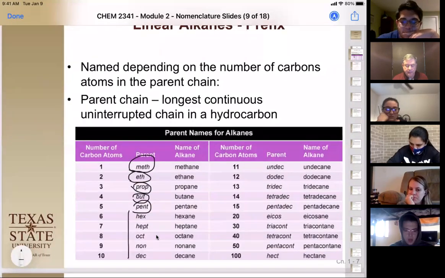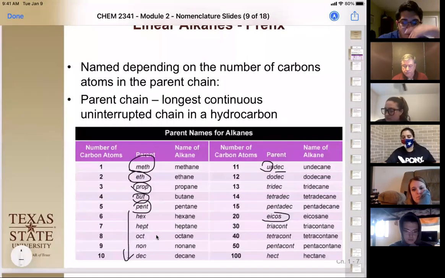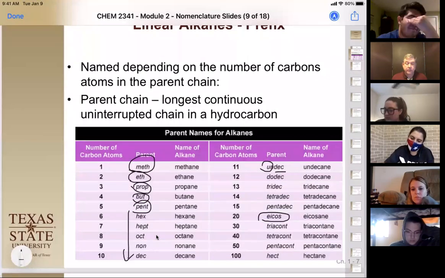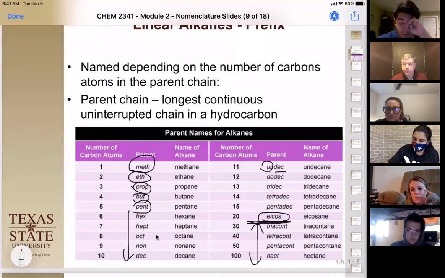See, now these start getting nice and familiar. Hex, hept, oct, non, dec. So that's 6, 7, 8, 9, 10 right here. And then we have un, meaning 1, plus dec, so 1 plus 10, 11. Dodec, meaning 2 plus dec, 12. Tridec, tetradec, pentadec, until we get up to 20, which is icos. Okay. Don't worry about these. I only want you to know up to icosane.